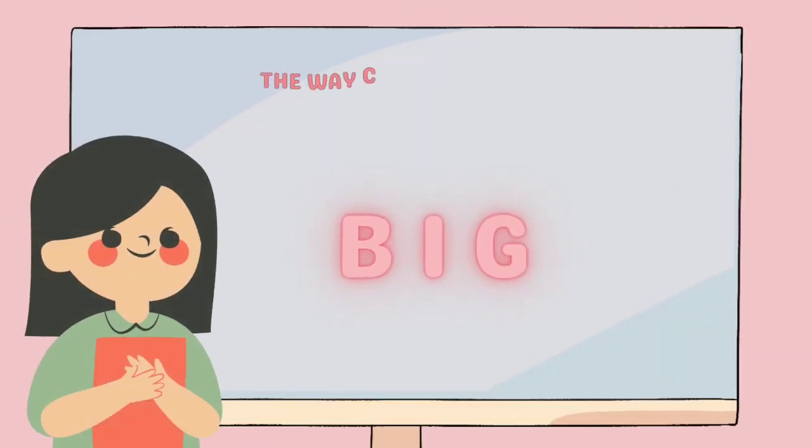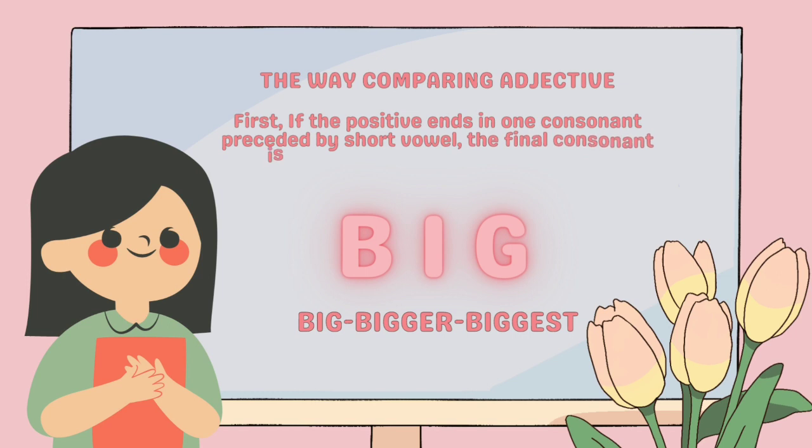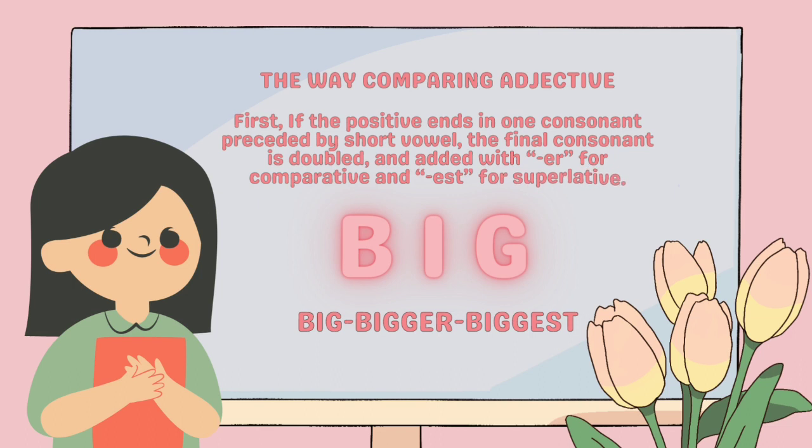First, if the positive ends in one consonant preceded by a short vowel, the final consonant is doubled and added with er for comparative and est for superlative. For example, we choose the word big. Big is a positive that ends in one consonant preceded by a short vowel. G in the word big is doubled before being added with er for comparative and est for superlative. Big, bigger, biggest.